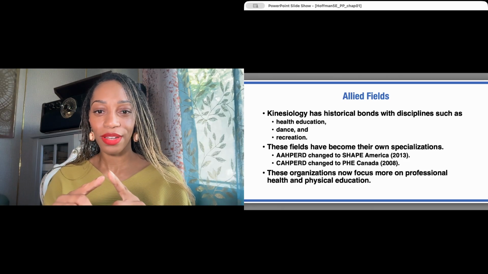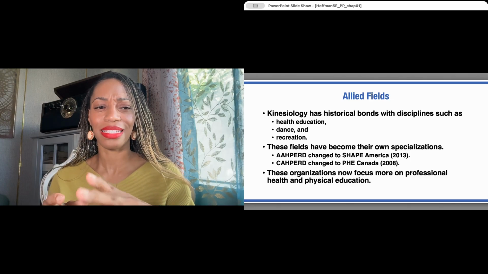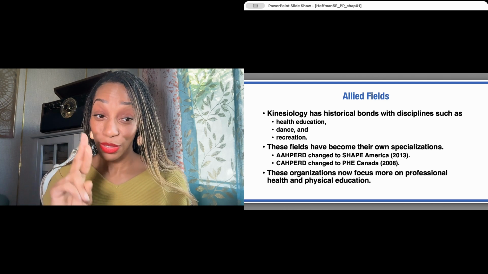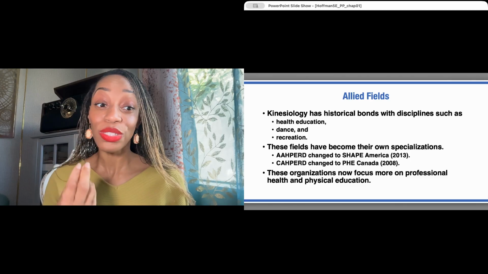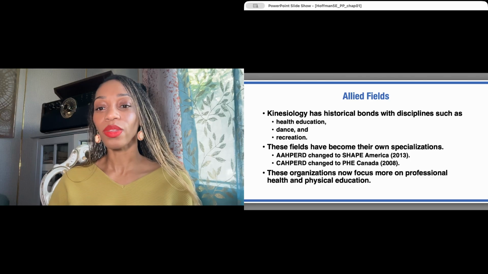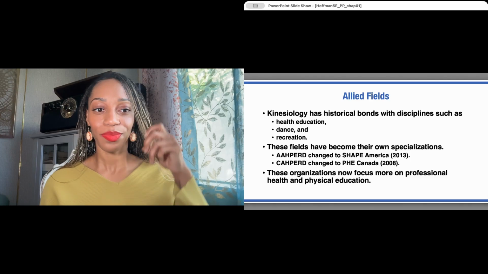So it does have kinesiology as a strong related bond to not just these three things listed here, but specifically physical education and specifically sports. Those two were almost exclusively linked to what kin is. Now these fields are kind of everything has their own specialization.